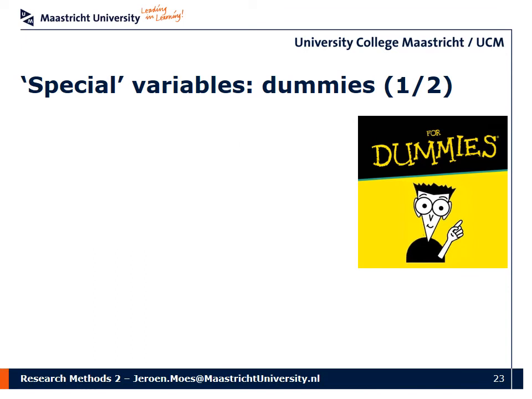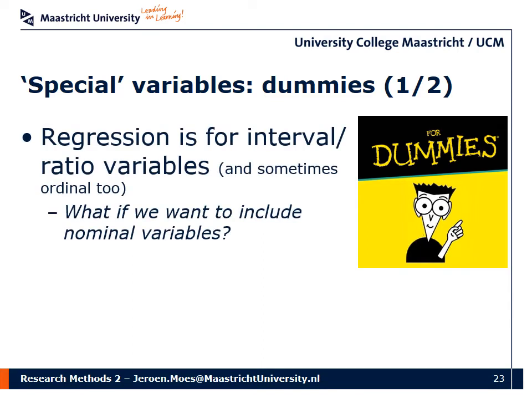We need to talk about a couple of special variables called dummy variables. So dummies are used in regression analysis for specifically interval and ratio variables, sometimes ordinal variables too. Regression analysis is for interval and ratio variables, and sometimes ordinal too if we cheat a bit, as we've discussed before, but sometimes we do need to include nominal variables. So one example would be gender that we just saw, but it could be anything, right? Sometimes things are just categories and we want to include them in regression analysis. Regression analysis assumes interval or ratio data, so how do we deal with that?